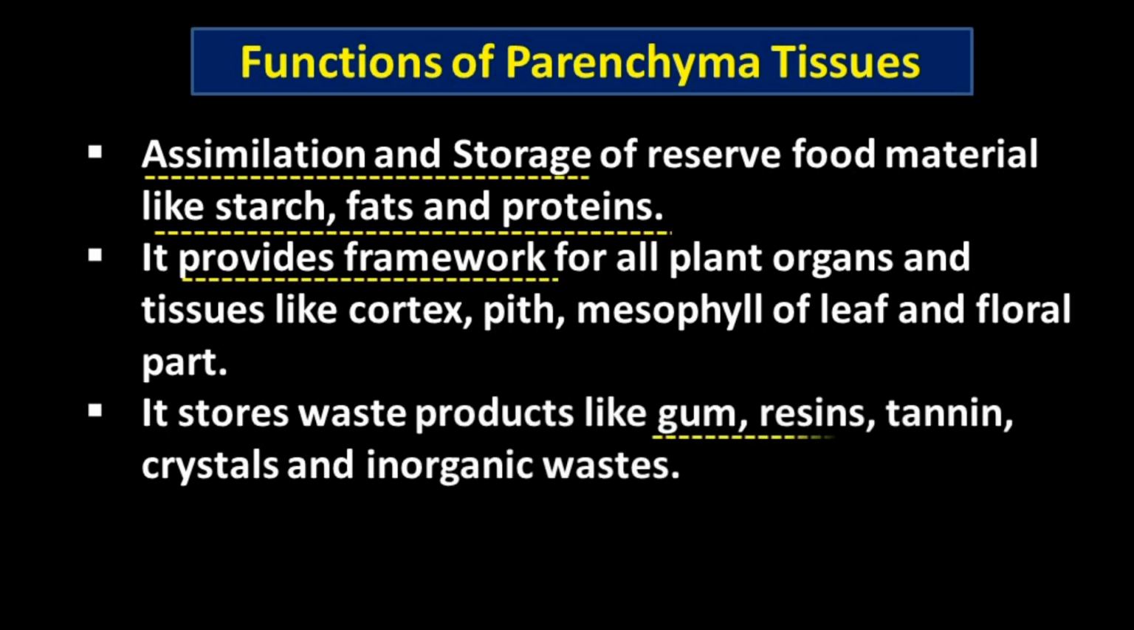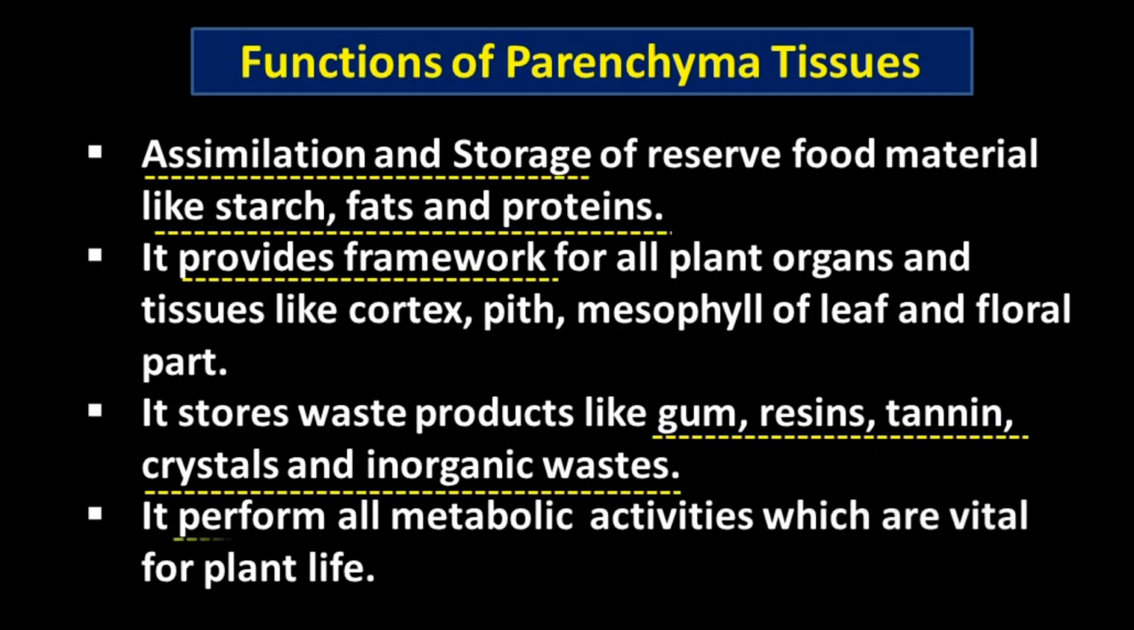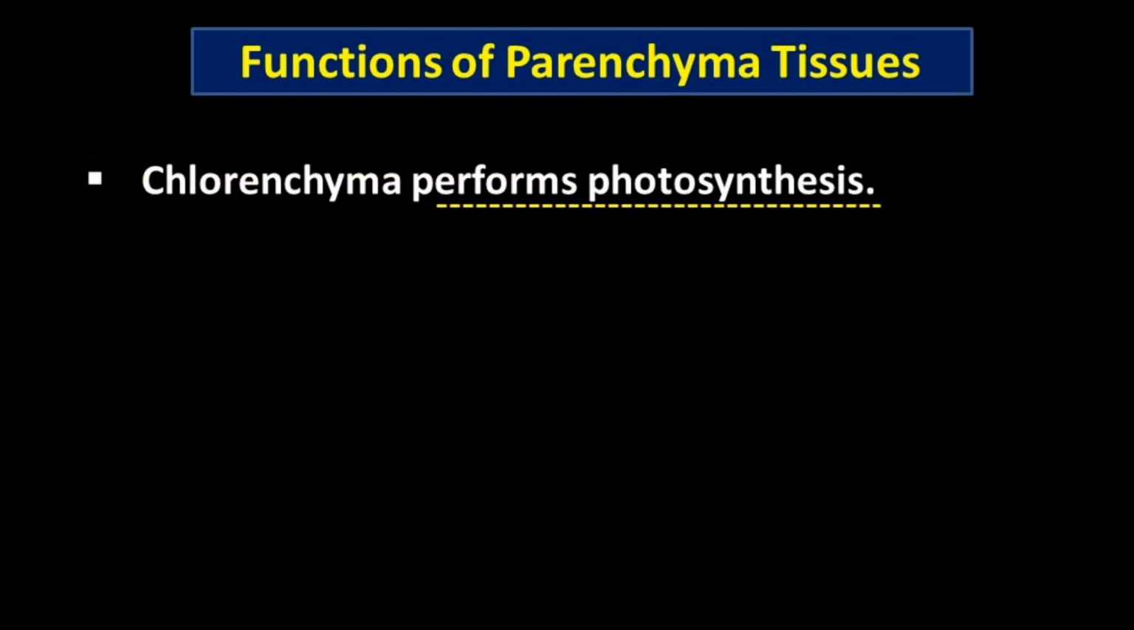It stores waste products like gum, resins, tannin, crystals and inorganic waste. That type of materials are also stored in parenchyma tissue, and it performs all metabolic activities which are vital for plant life. So these metabolic activities are performed by parenchyma tissue: storage of waste product, storage of synthesized food like starch, fats and proteins, and mainly provides framework for all plant parts.